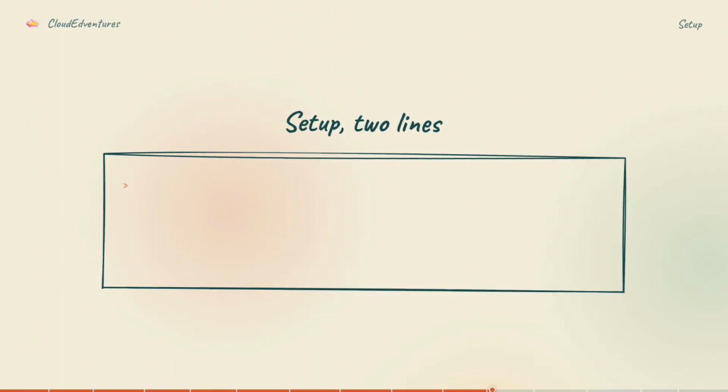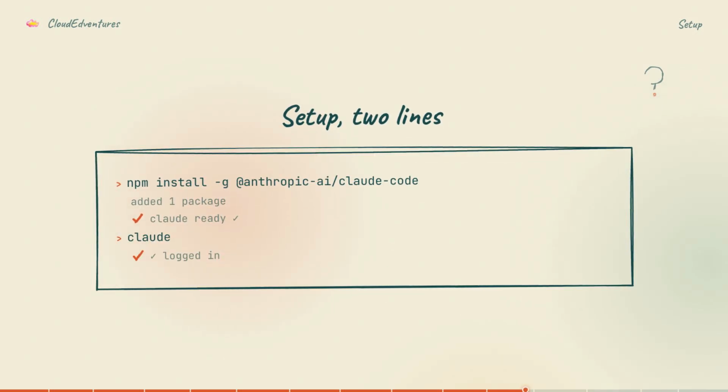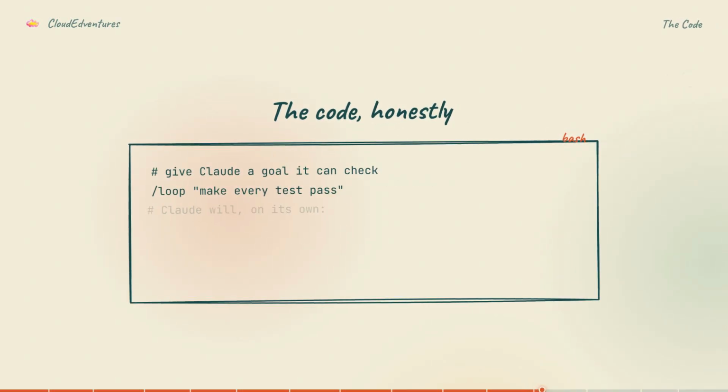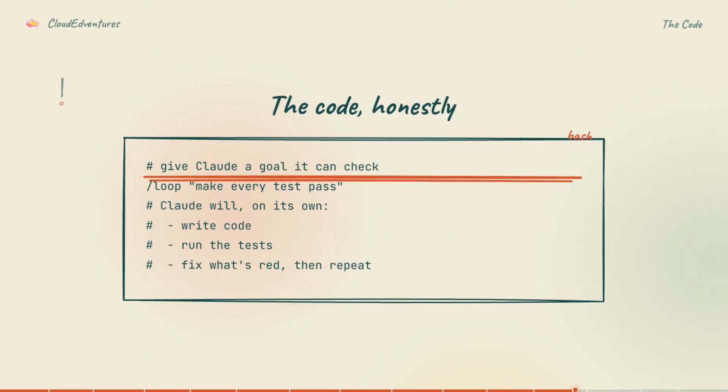Setup is one line: install it, type Claude, and you're in. No accounts to wrestle, no big setup. And the loop itself is just plain English. Give a goal, give a check, tests must pass, and let it run.